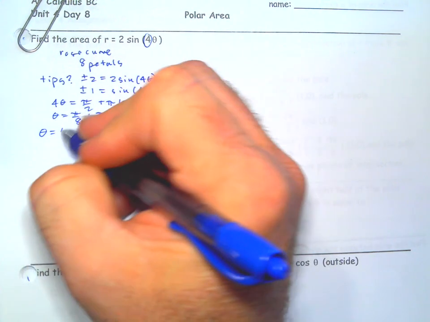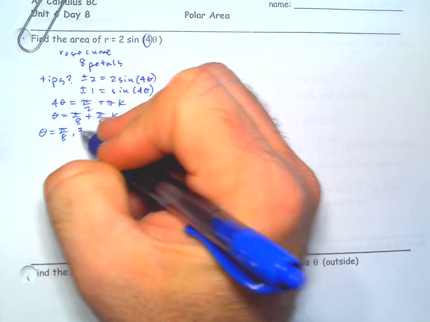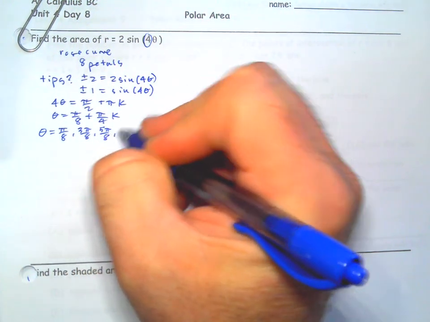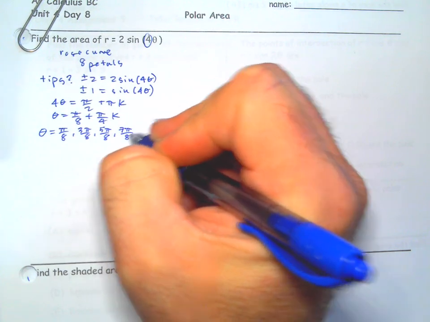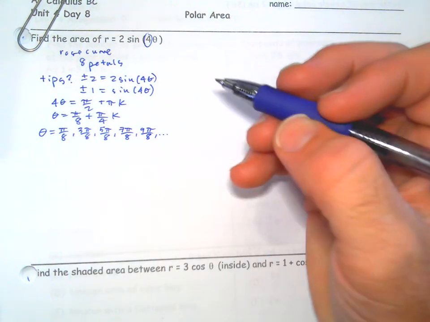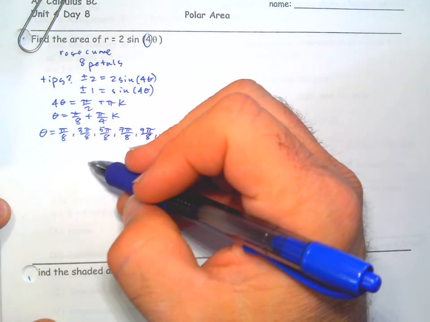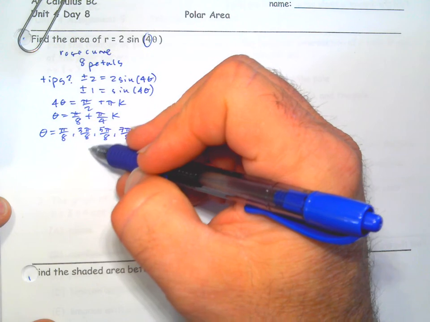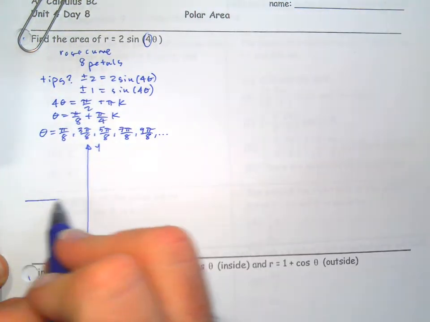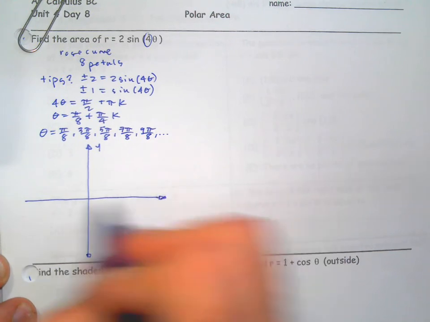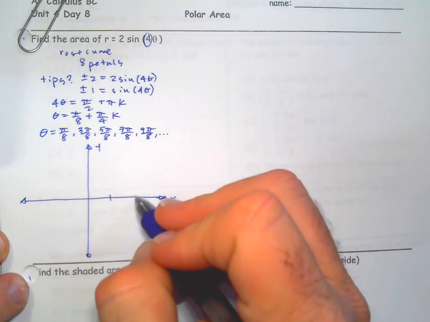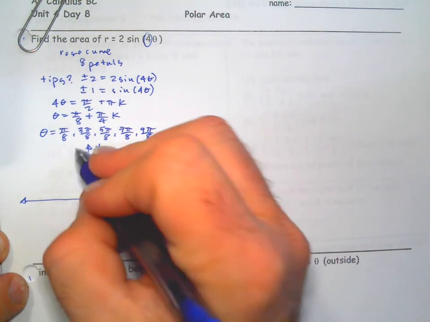And so it's going to be pi over 8, 3 pi over 8, 5 pi over 8, 7 pi over 8, 9 pi over 8, and so on. I think I can get away with drawing a pretty good drawing without writing all those down. But there will be 8 distinct petals. So I don't really know if it's necessary to draw the sketches on all these now. The next problem after this, for sure, sketches are going to be very, very important.